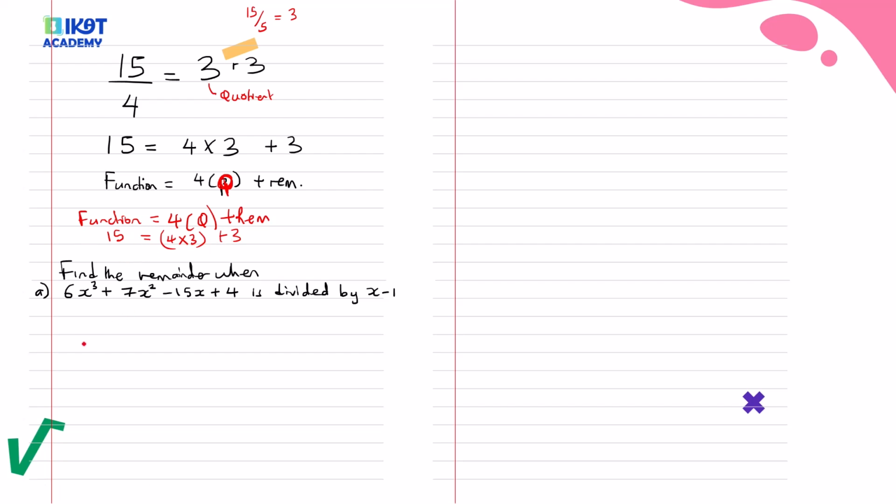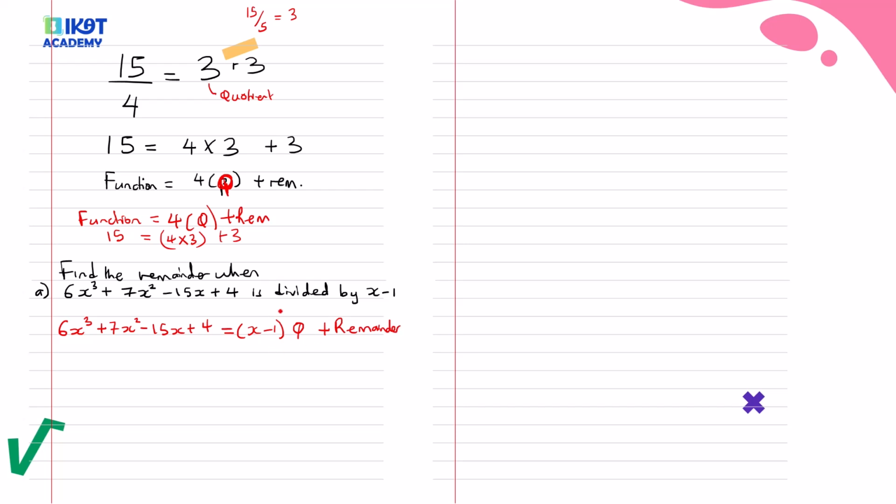Now let's look at this example. The question is asking us to find the remainder when this is divided by x minus 1. So how do we go about this? The first thing is our function. So what is our function? 6x cubed plus 7x squared minus 15x plus 4 is equal to, now this is the divisor, the way we said here, this times the quotient, which we don't know, like what you get after dividing, plus the remainder.